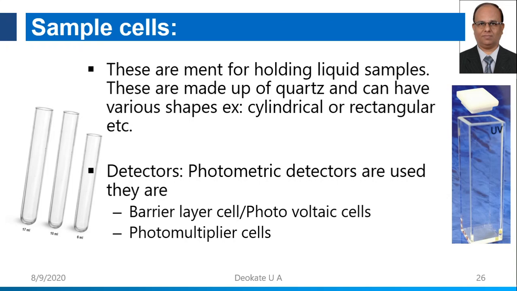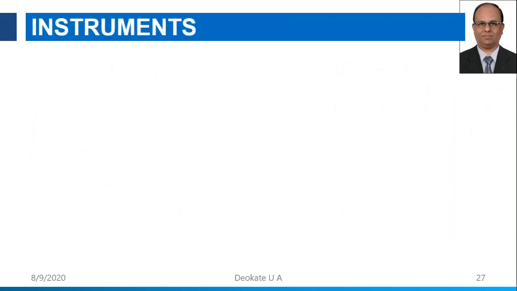The last component is the detector. Detectors we have studied in UV-visible spectroscopy. Photometric detectors are used here, such as the barrier layer cell, which is called a photovoltaic cell. Then phototubes, and a modified form of phototube is the photomultiplier tube, which works at about 90 volts. It has nine dynodes. At each dynode there is a cascade multiplication of the electrons produced. So at last it produces a cascade of electrons, which gives us an intense output. So these are the components, including the sample holder.